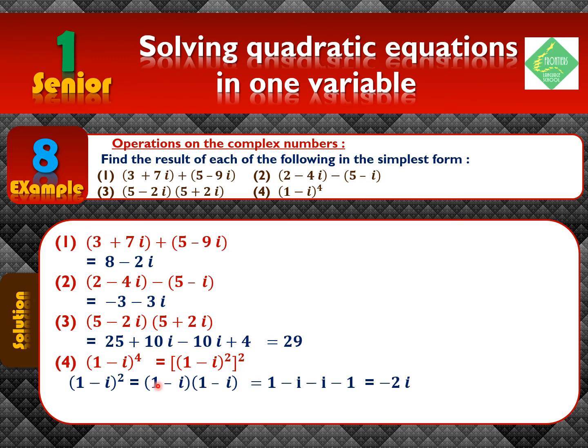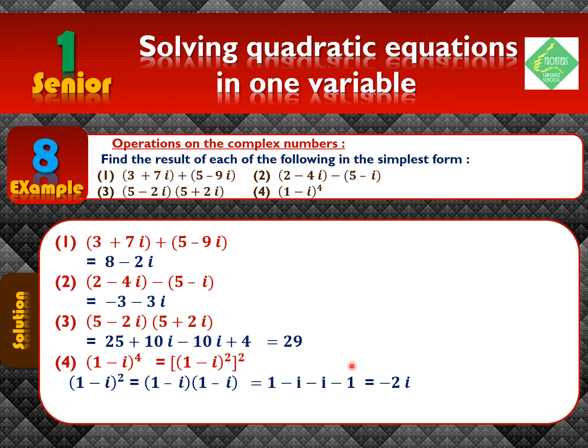1 multiplying 1, I get 1. 1 multiplying negative i, I get negative i. Negative i multiplying 1, I get negative i. Negative i multiplying negative i, remember, negative times negative, I get positive sign. i times i, I get i squared. What about i squared? Yes, equals negative 1. And positive sign, so I get negative 1.